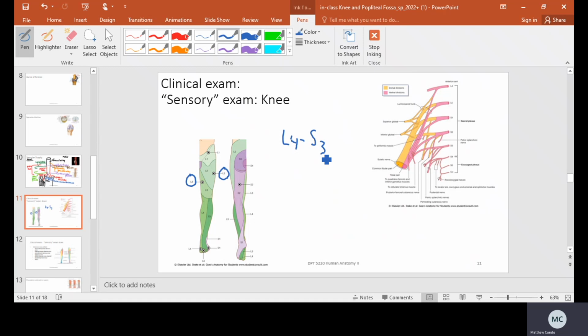Because the person that referred them, when someone has leg pain, they call it sciatica. That's it. Posterior leg pain can be sciatica.